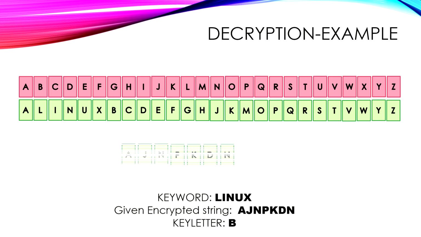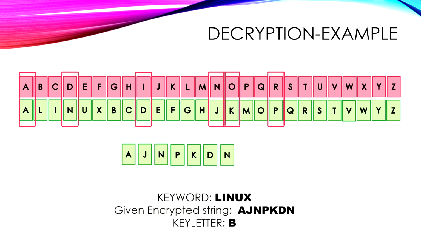Now we take the letters which form the encrypted string and we replace each of the letter with the letter in the standard set, which is a reference set. A is replaced by A, J is replaced by N, N is replaced by D, P is replaced by R, and so on. So we get our decrypted text, which is Android.